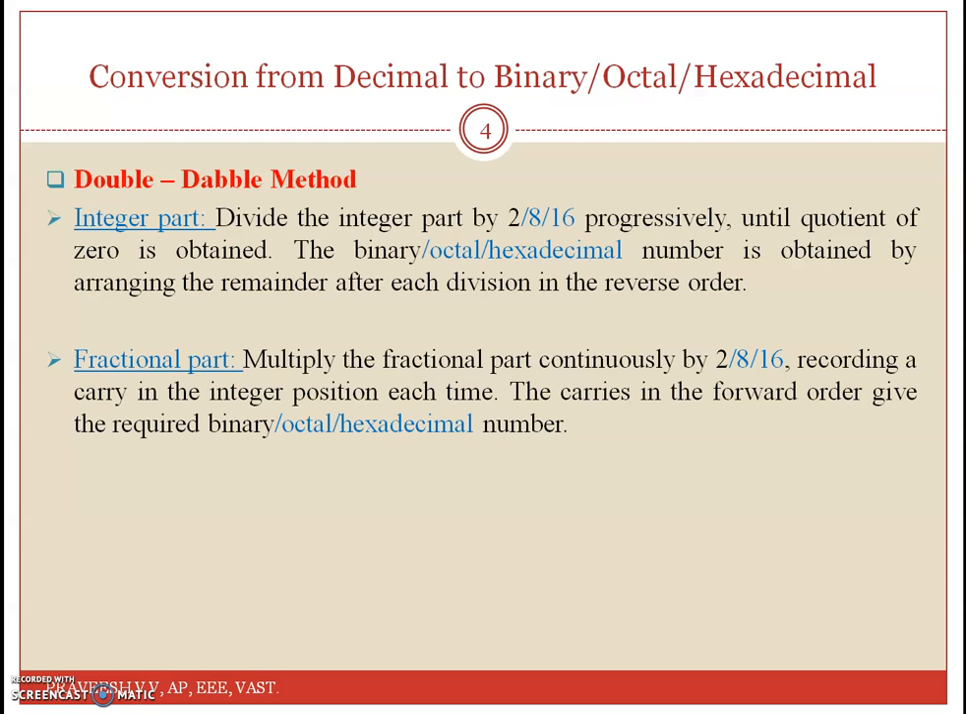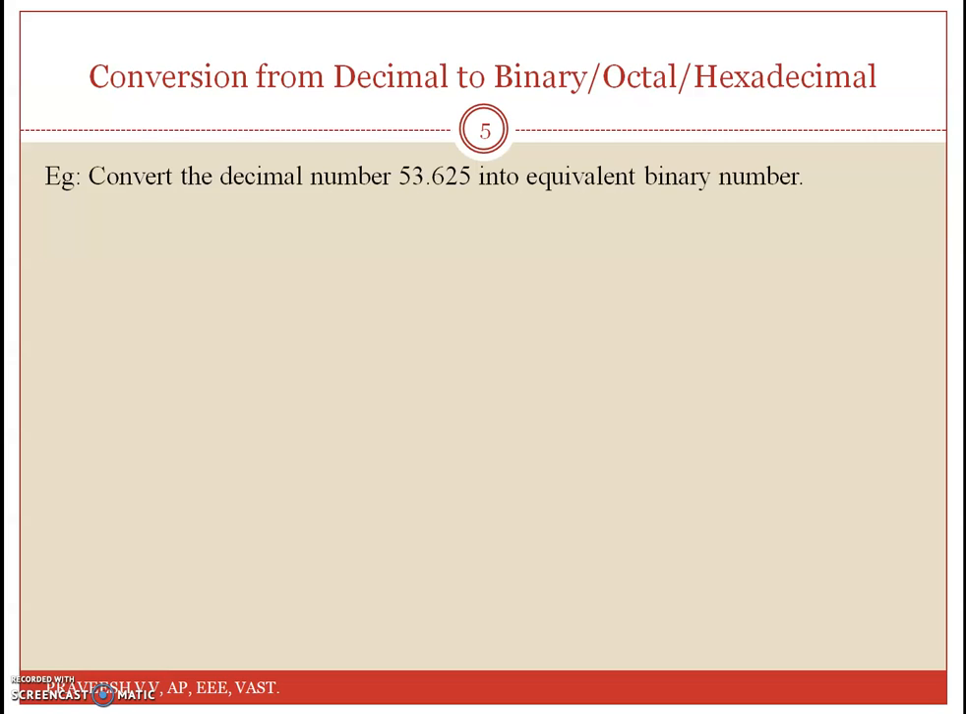In the case of octal, you are multiplying by 8, and for hexadecimal you will be multiplying by 16. This will be explained in detail with the help of an example. Convert the decimal number 53.625 into its equivalent binary number.